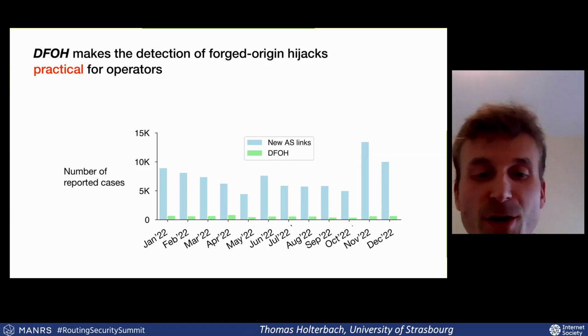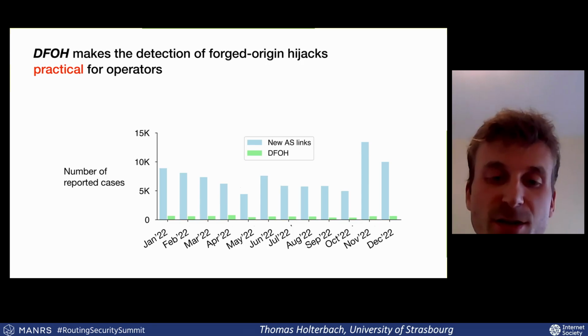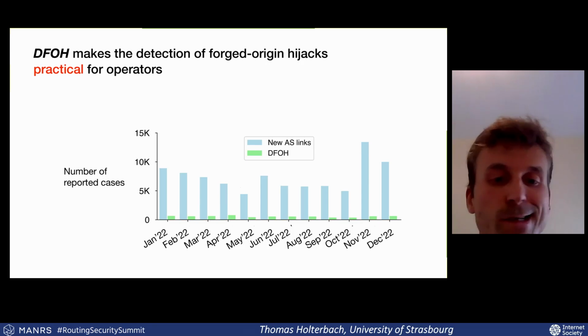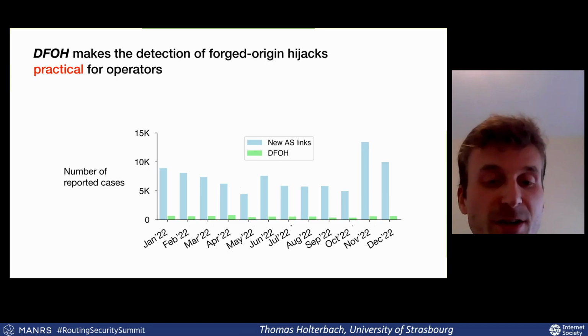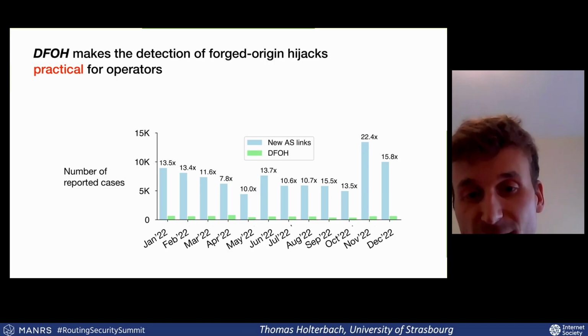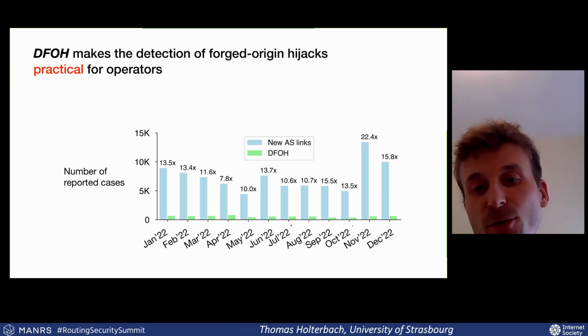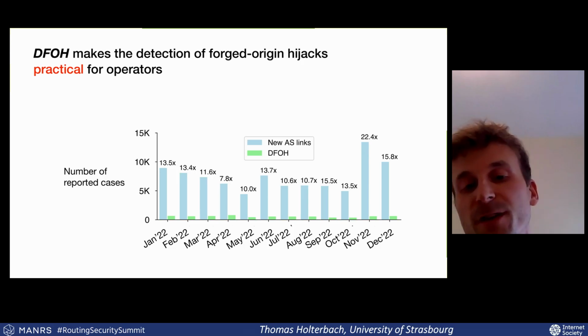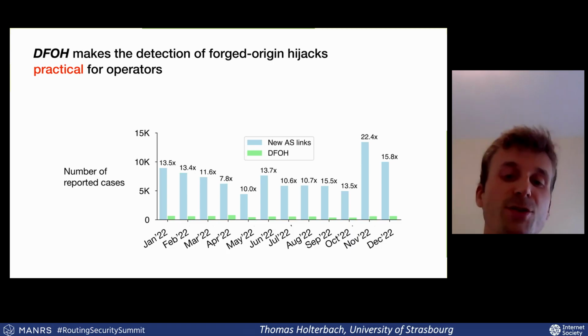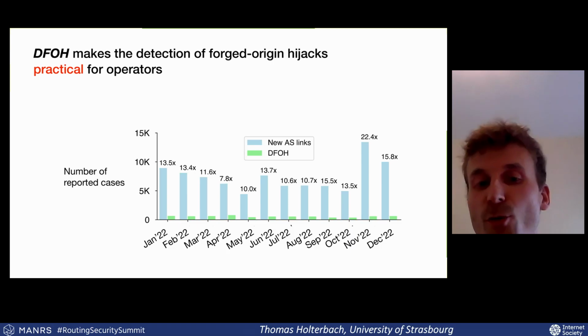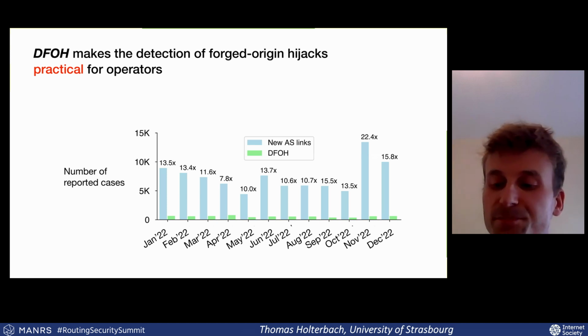But when we use DIFO, you can see that we can really reduce that number to a few tens or hundreds of cases. In terms of reduction factor, DIFO helps to reduce the number of cases by between 7.8 and 22.4 times. So that's the reduction factor we obtain with DIFO.